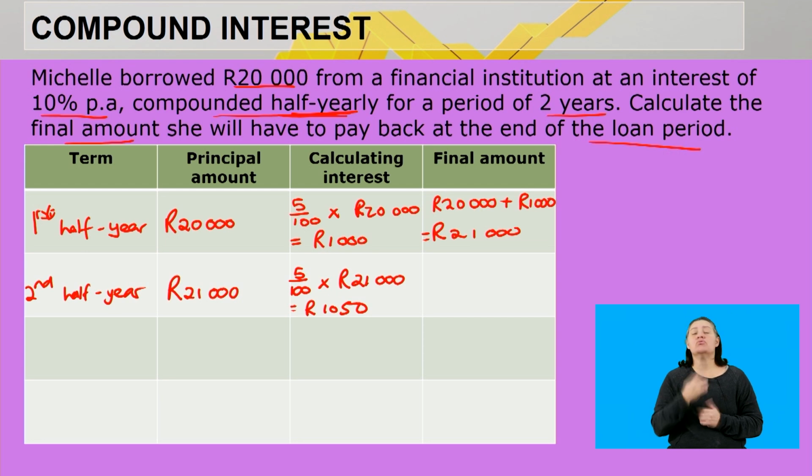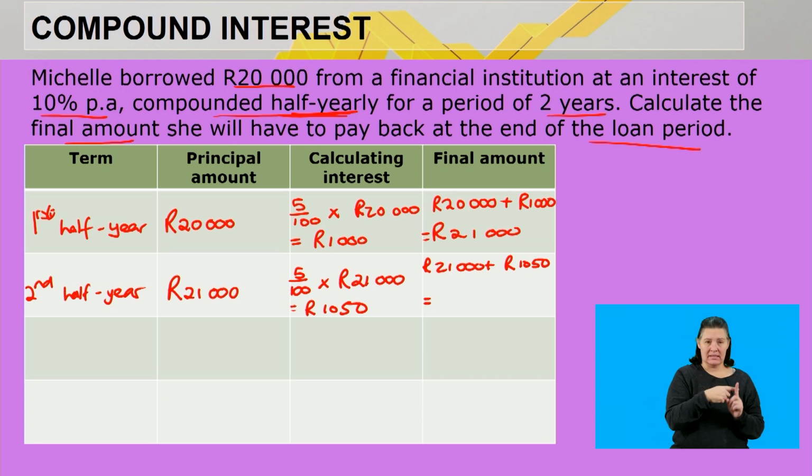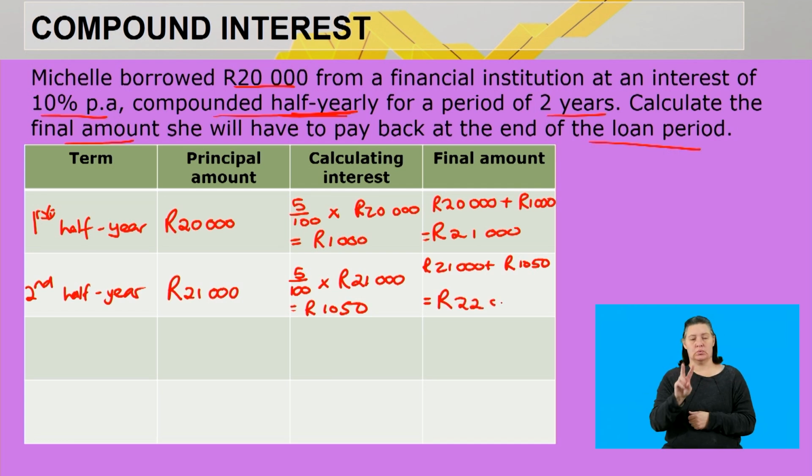So now I say, okay, I have the 21,000, and I'm going to add the 1,050 rand to it. So what is the new final amount? So I say plus 21,000. And the nice thing is you don't even have to clear your screen. You can do this continuously. So that will give us 22,050 rand.